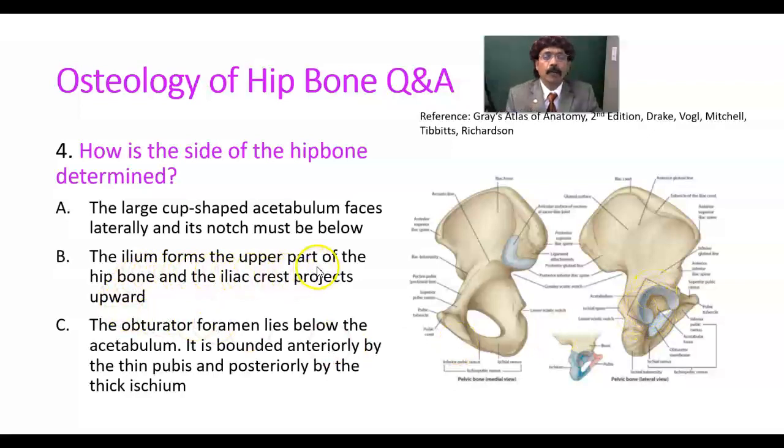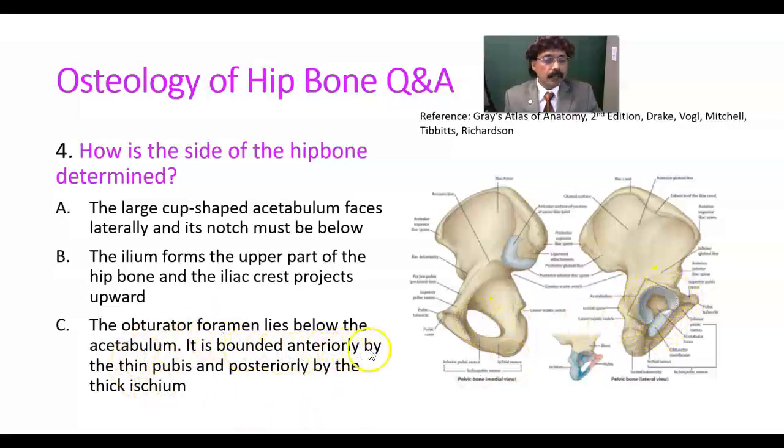Ilium forms the upper part of the hip bone. This is the ilium, and the iliac crest projects upward. This is the iliac crest. The obturator foramen lies below the acetabulum. Here is the obturator foramen, and this is the acetabulum.